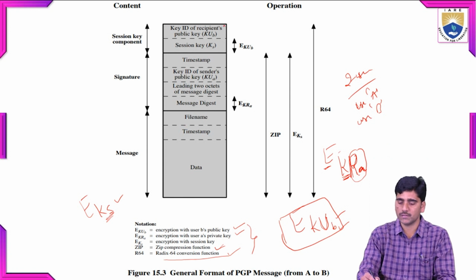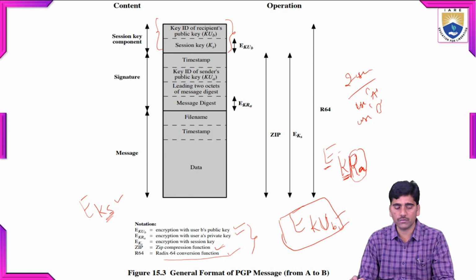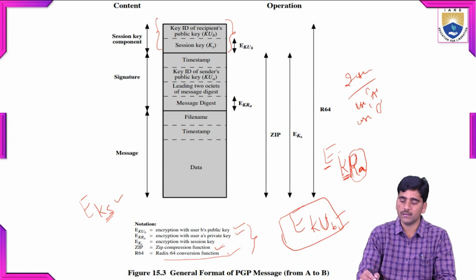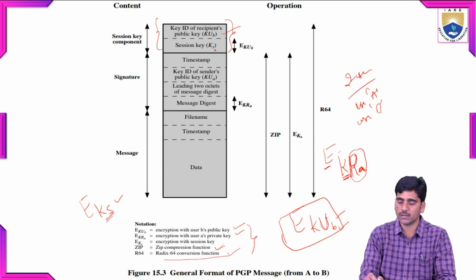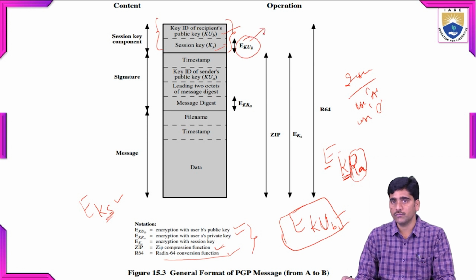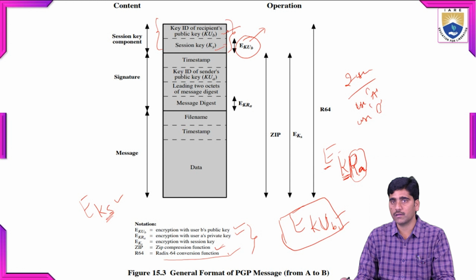So here these are all the notations, and we can see the parts of the PGP message. This particular part indicates the session key component. The session key is a type of public or private key. Here is the key ID of the recipient's public key, that is KUB, and the session key is KS. So EKUB indicates encryption with user B's public key. This is all the public key part.